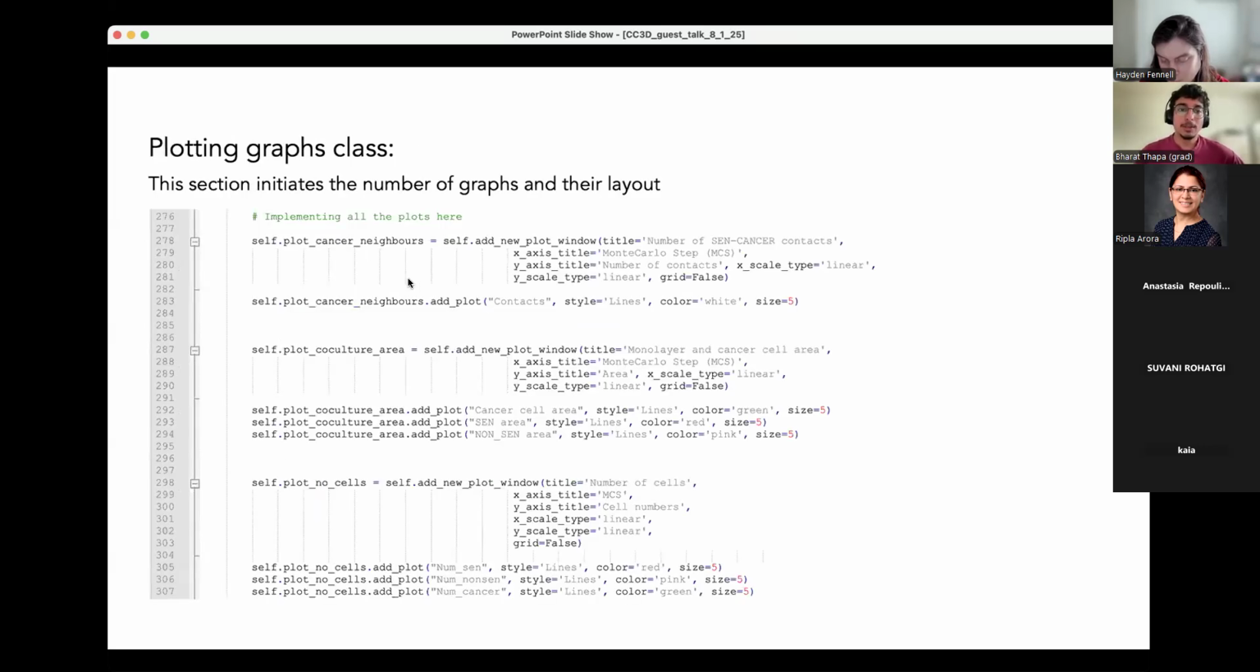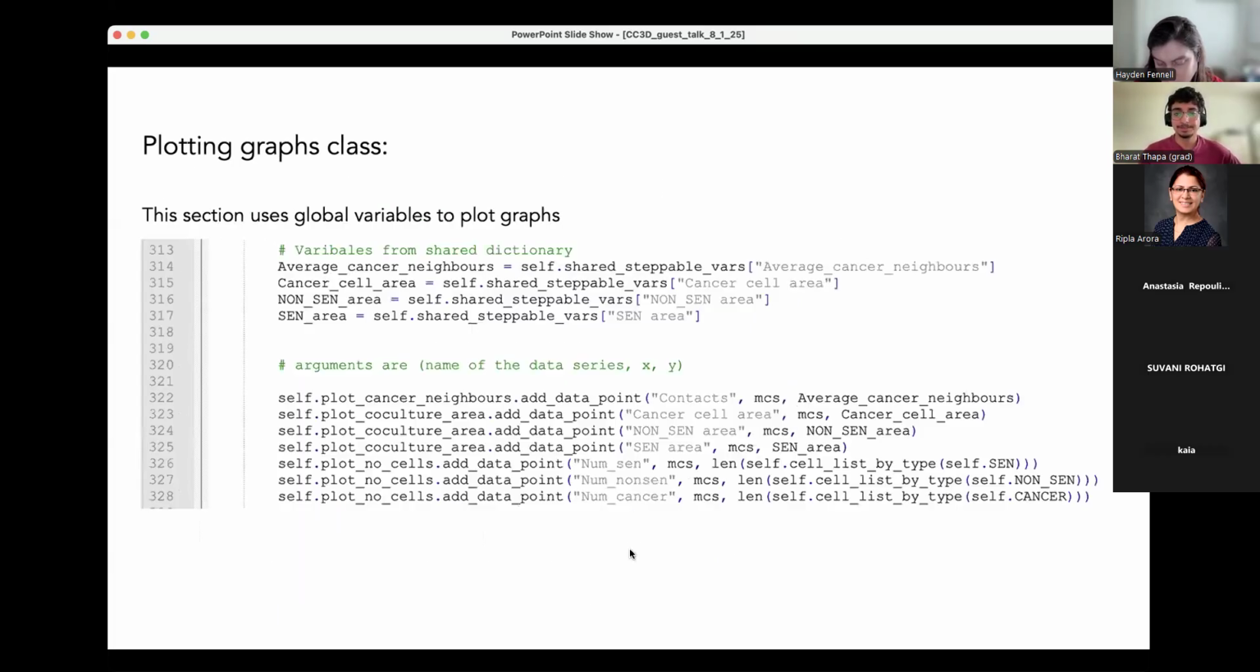The third one is the plotting class, where I'm plotting 3 graphs. First one is here, where I'm plotting the number of cancer and senescent contacts. This is just implementation. The exact parameter calling and what values are given for the graph is in the next slide. And this one is the area implementation, and this one is the number of cells implementation. This is where parameters are being referred to the plot.